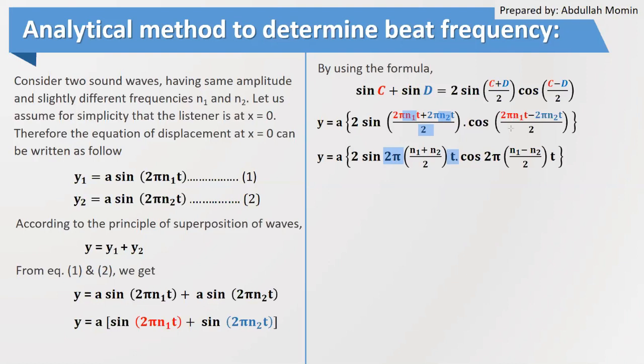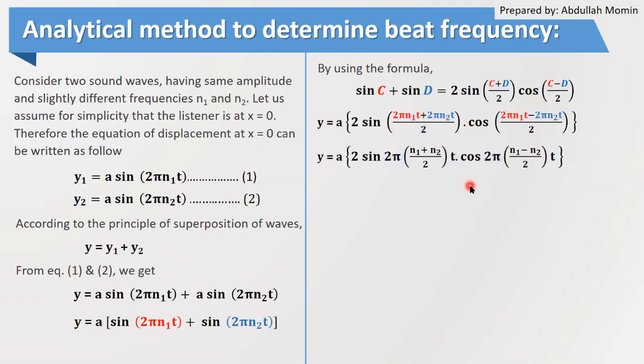Now the same thing we have applied over here. This 2 pi we have taken common to the left hand side of this bracket, and this t is also taken out as common and written on the right hand side of this round bracket. So what we have left now is n1 minus n2 divided by 2.